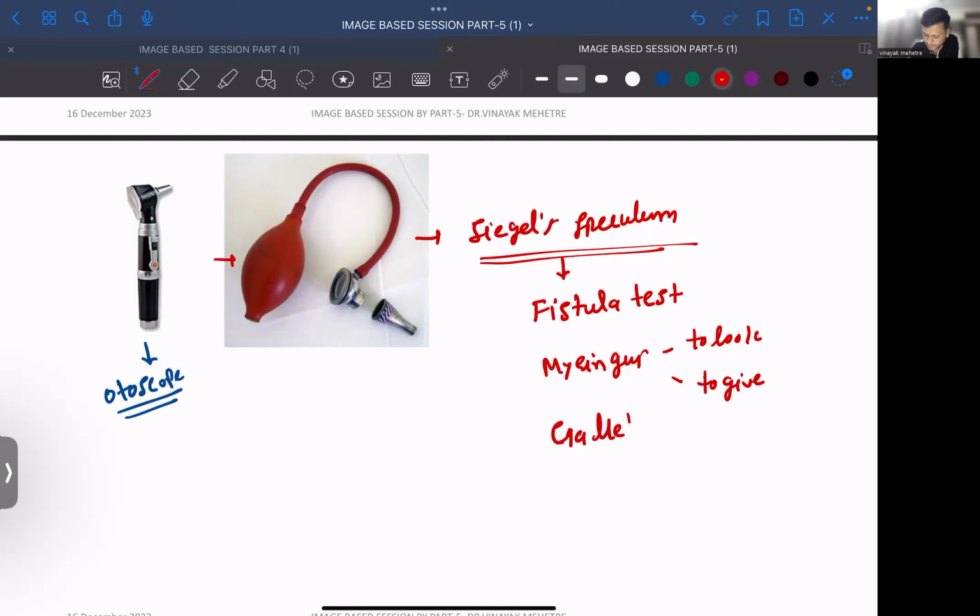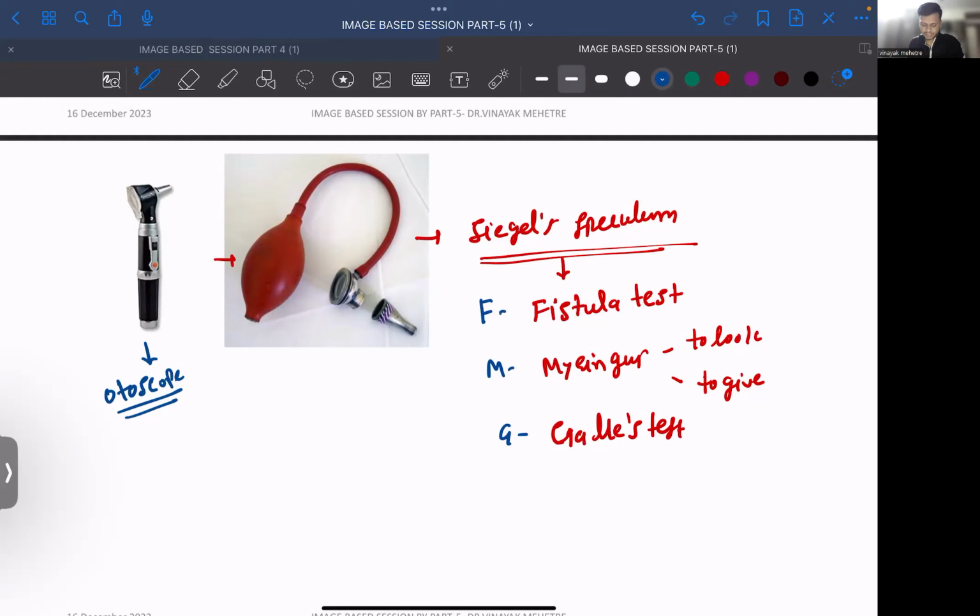That is Gelle's test. For this we use Siegel's speculum. It can be remembered by the mnemonic FMG, for foreign medical graduate. Your favorite mnemonic for medical graduates, right? For this we use this one.